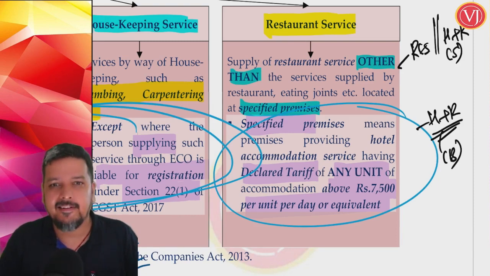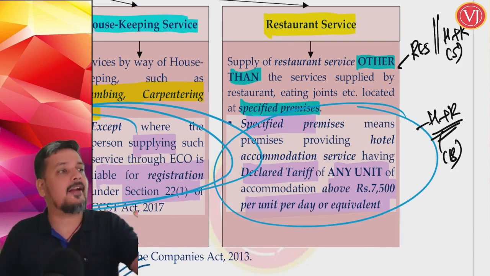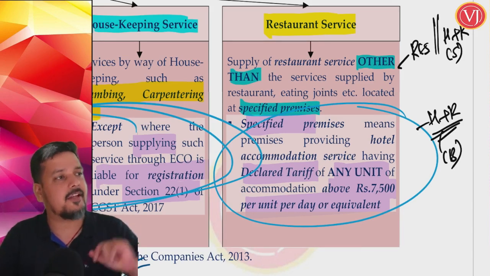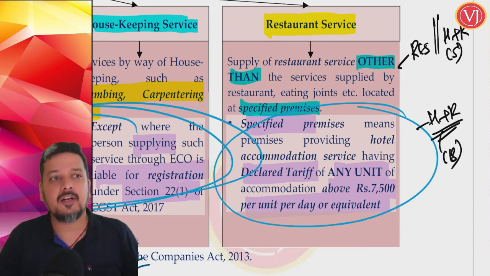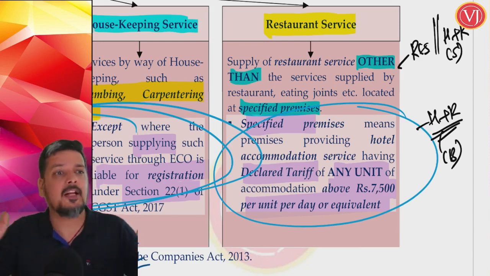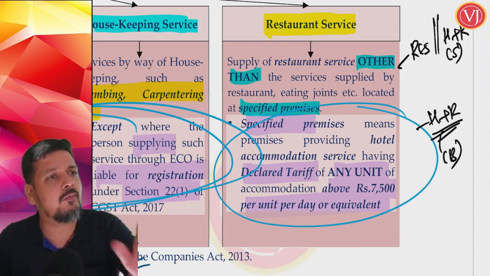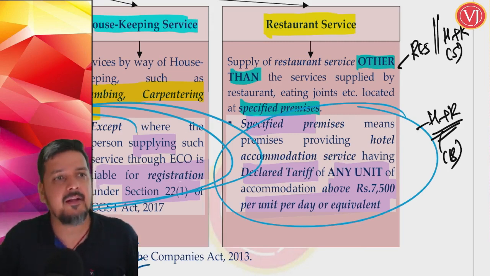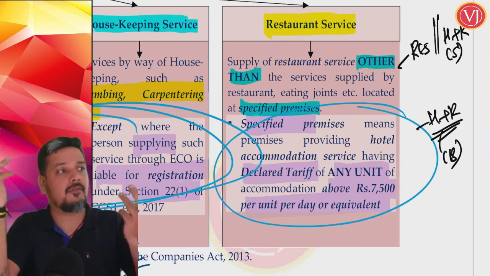Are you getting that? Only restaurant, 9.5. Restaurant and hotel, but small hotel, 9.5. Restaurant and hotel, but big hotel. Single room. There should not be many rooms. Even if there is one room whose declared tariff value is more than 7,500 per room per day, then no 9.5. Please, you are big enough. You take care of yourself.